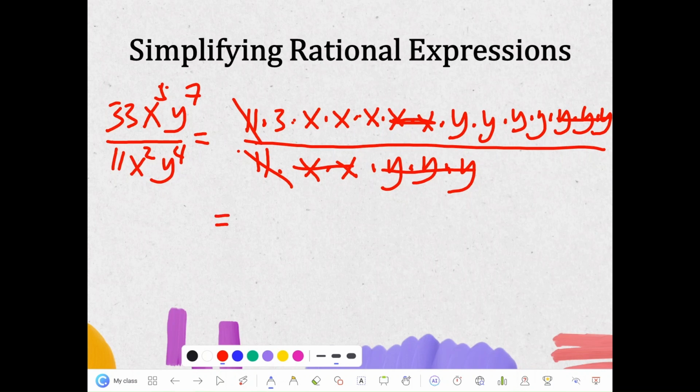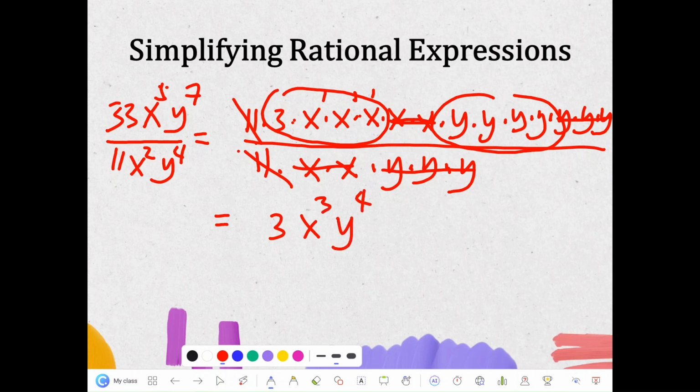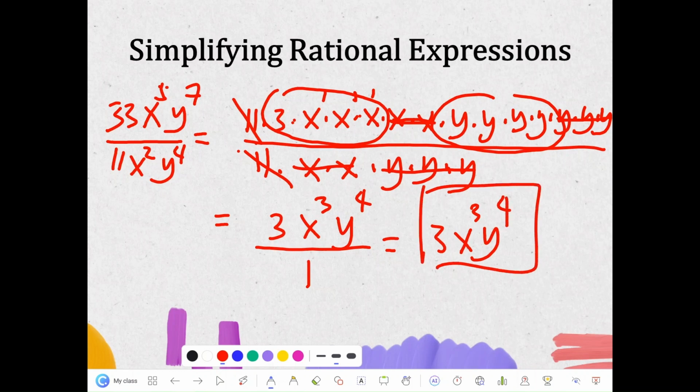You will be left with this and this. So, 3, ilang x? Tatlo. And then, you will add the exponent. 1, 2, 3. So, 3x cubed y to the fourth over 1. So, this is equal to 3x cubed y to the fourth. And this is your final answer.